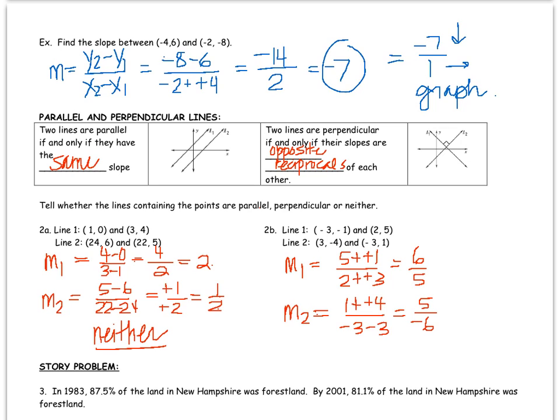Now let's take a look. They are reciprocals because they flipped. One's positive, one's negative. That means that these are perpendicular. Okay. So we've got two of these. So this is the idea. We're going to ask you all of these type of questions in 2-2.